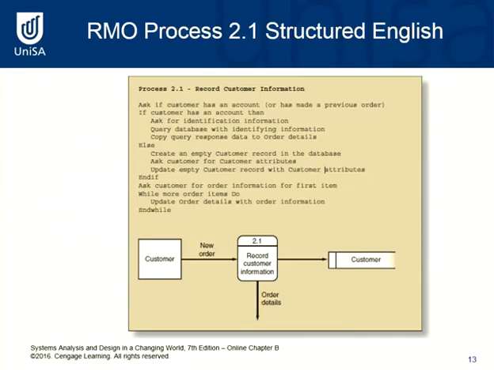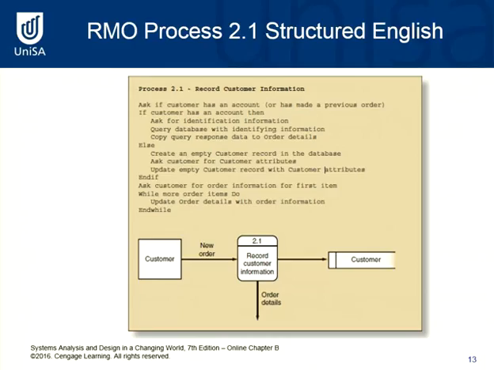Here is another structured English example. For this particular process, we've got a process of record customer information, which is process 2.1. We've got a customer external entity, which is providing new order details. We've got a customer data store, an unlabeled data store, which we don't know what it is at the moment, but it should be. And we've got order details coming out from record customer information.